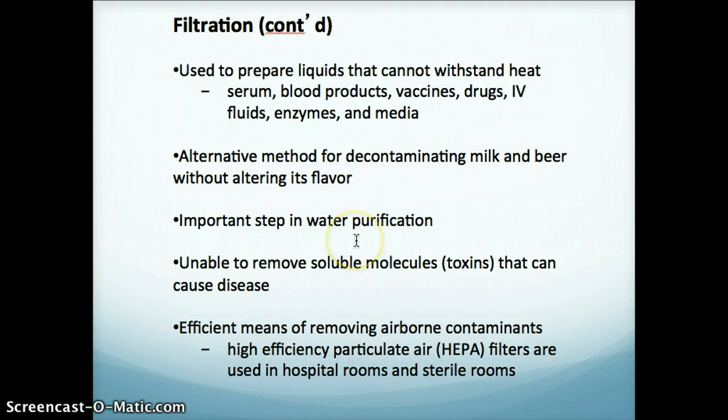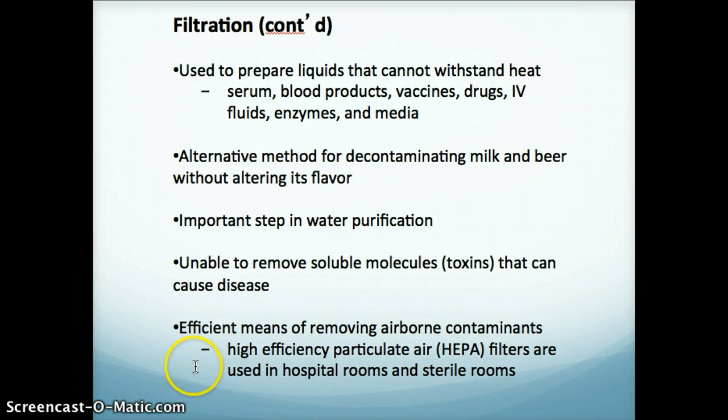And it's a very important step in water purification. So when we look at water purification, one of the major steps in it is filtration, of getting anything that is larger than the pore size to be taken out. Unfortunately, it will not filter things that are soluble. So when you think about toxins that are released by bacteria, those could not be filtered out because they're too small. They'd get through the pores. So it's something to keep in mind when they're looking at filtration.